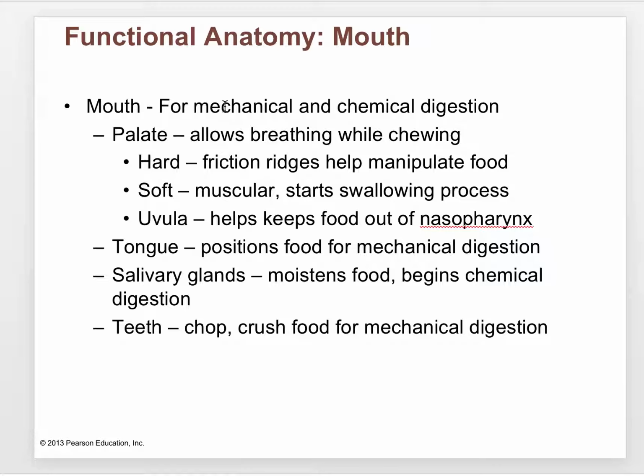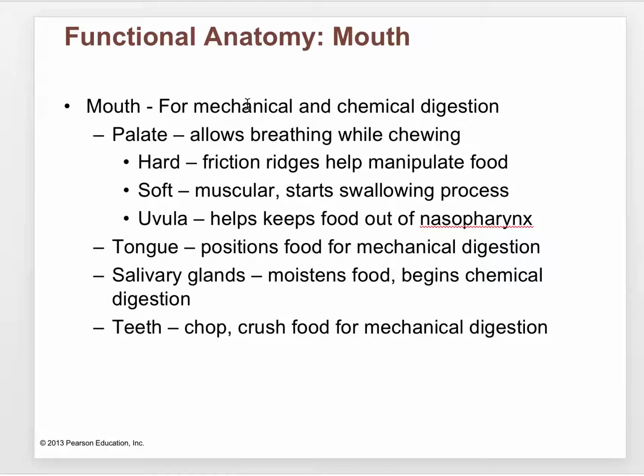We start at the mouth. The mouth is used for mechanical and chemical digestion. We have a palate. It's made of a hard palate and a soft palate and a uvula. The palate allows us to breathe while we're chewing. Hard palate provides frictional ridges to help manipulate food. The soft palate is muscular and it starts the swallowing process. The uvula helps keep food out of the nasopharynx.